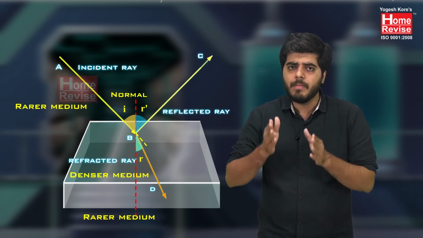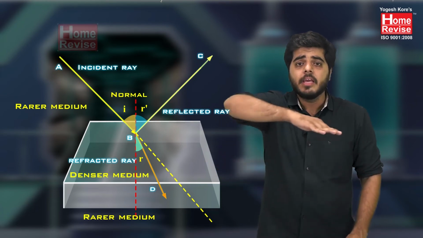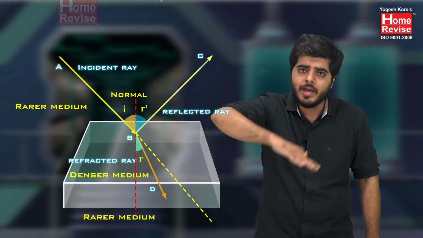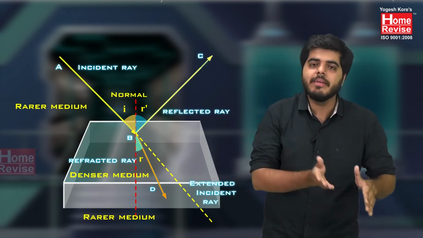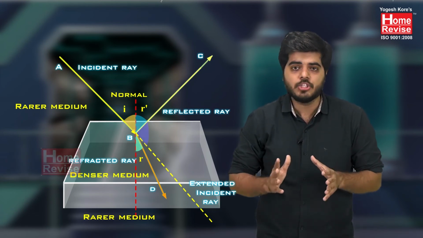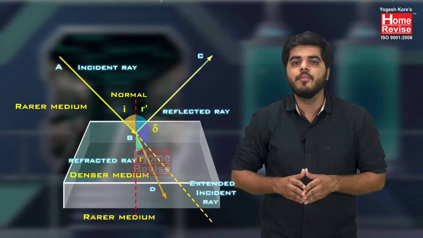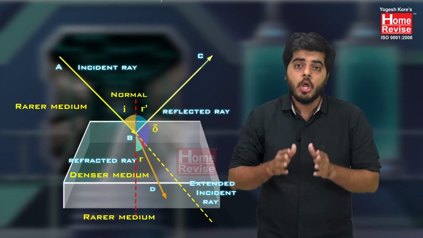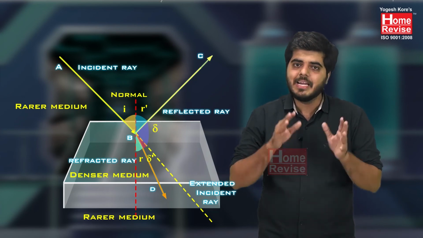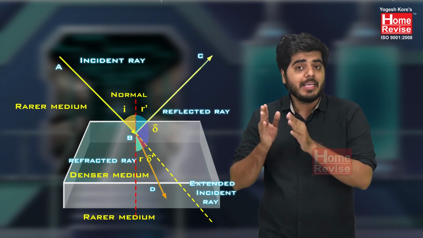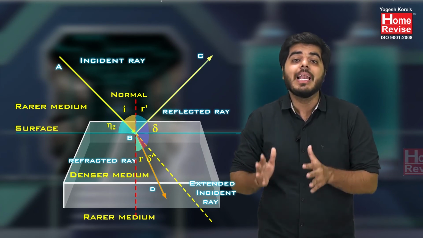Now, if I extend my incident ray in a straight line, straight ahead, then we see that our refracted ray has bent through some angle, and the reflected ray has also bent through some angle. The angle between the refracted ray and the extended incident ray is called the angle of deviation, which is denoted by delta. Also, the angle between the incident ray and the reflected ray will be an angle of deviation. I'm going to name it as delta dash. The angle between the incident ray and the surface is denoted by theta g. Now theta g is called your glancing angle.